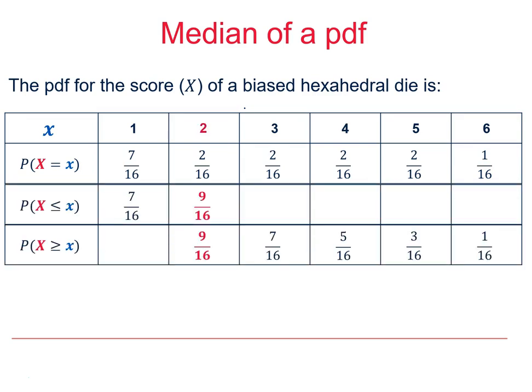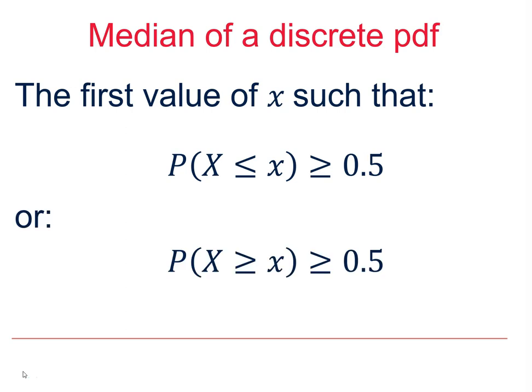And there you have it summarized for you. So you're looking for the group where the cumulative probability from either end gives you a value equal to or greater than a half. And this is summarized for you on this page here.